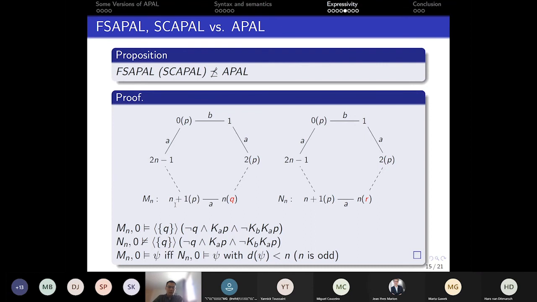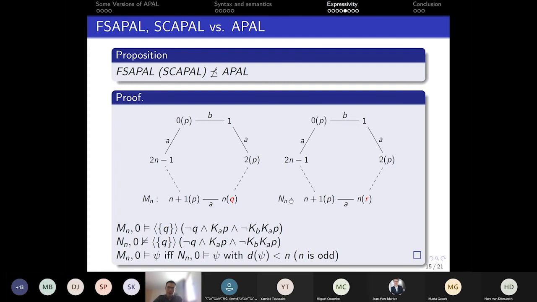Okay, and we can show that there is one FS-APAL formula which, after any announcement only containing atom Q, then not Q and KAP and not KBKAP. This formula is true on MN0 and it is false on NN0. This is because for the valuation on MN, P is true on the even states and Q is true only on N. And on the NN, the valuation is the same, but only R, atom R, is true on the state NNN.